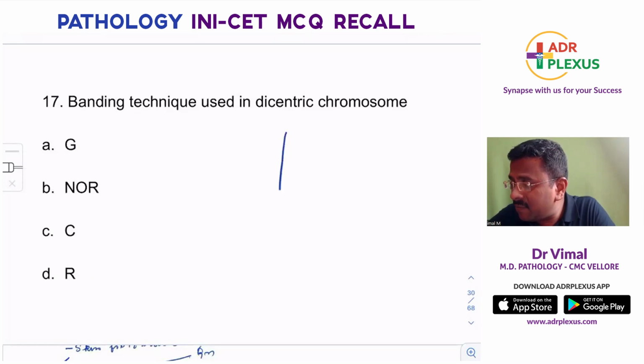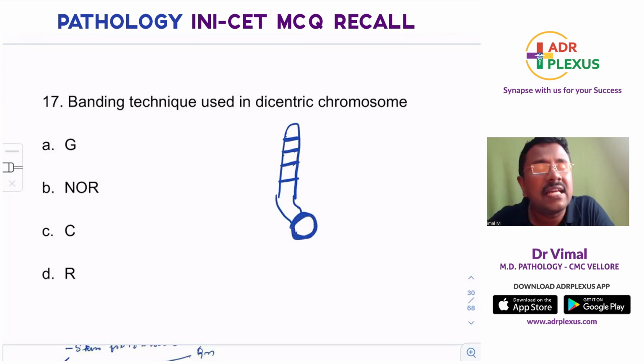Here the different arms, bands, and sub-regions will be stained. Usually it will not stain the centromere region.